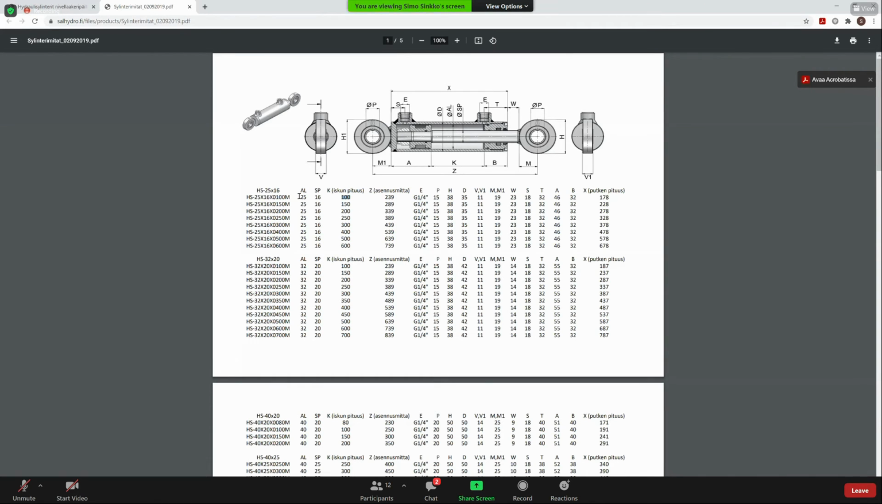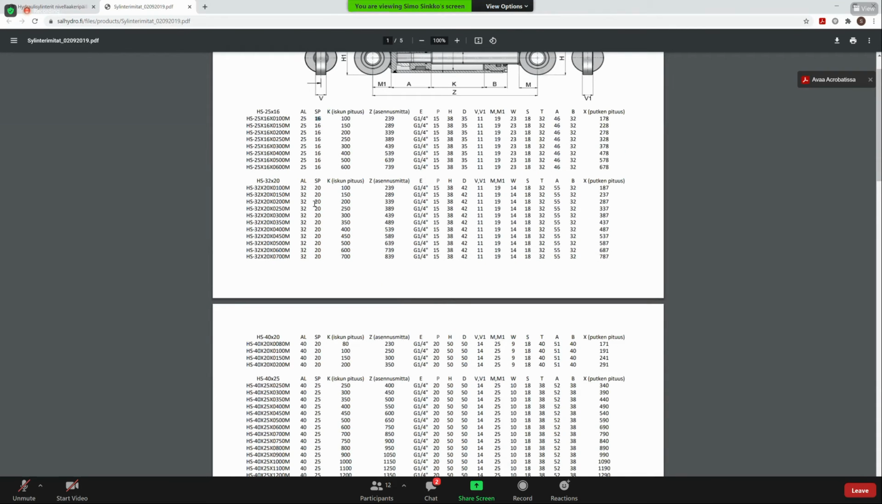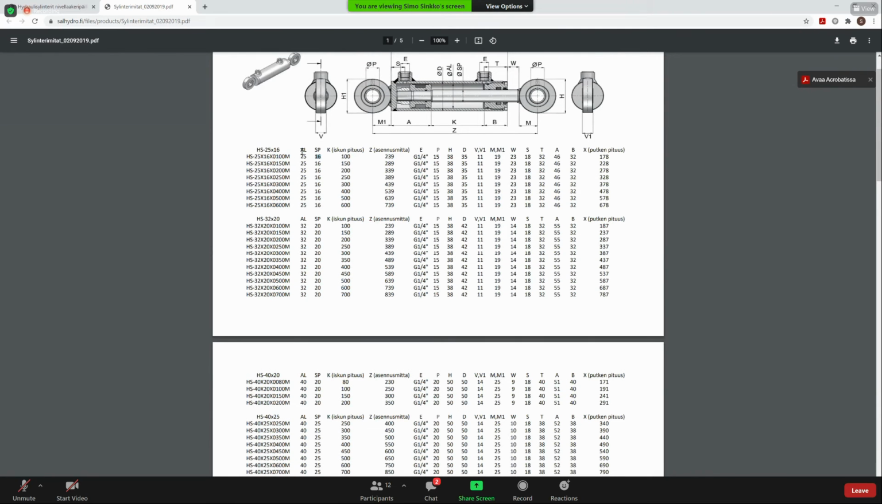And the other numbers here, you see this AL, this is the piston diameter, and this SP in this table means the rod diameter. And AL is for cylinder diameter? Yes, that's the piston diameter. Cylinder diameter, piston diameter is this, and the rod diameter is here. And does iskun pituus stand for the stroke? Stroke. Yes. Yeah, okay.